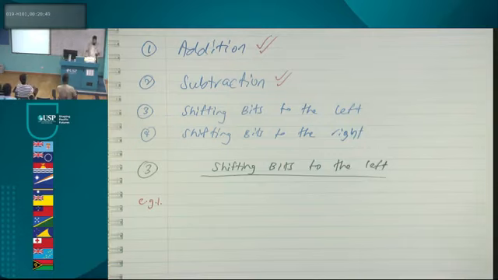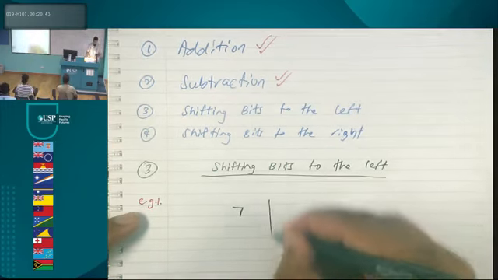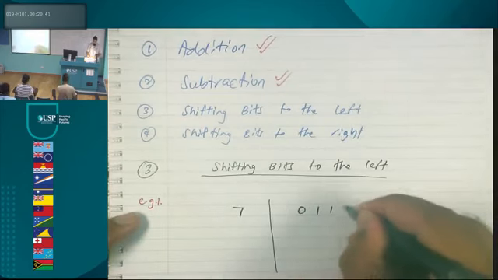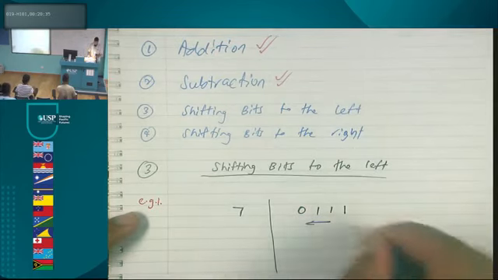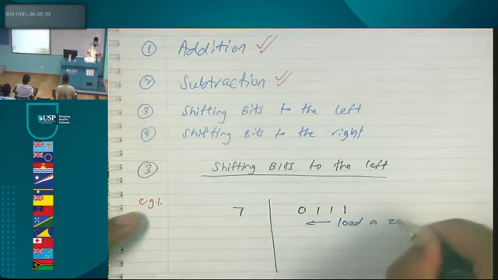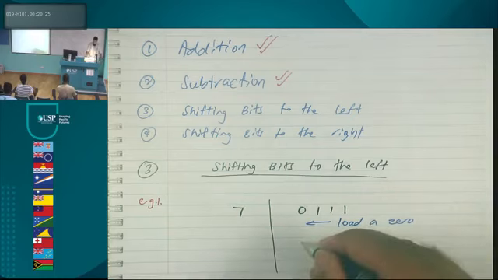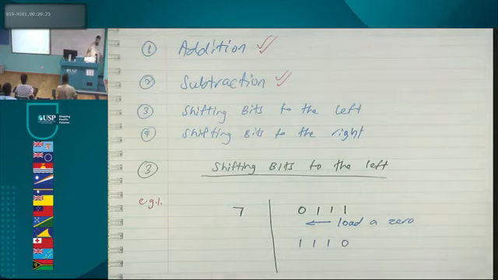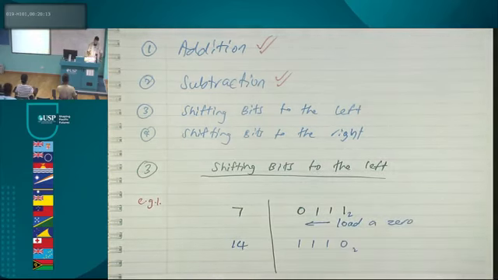Let's now look at the number 7. Let's consider the number 7. Let's put it in 4 bits, 0 1 1 1. Now, if I load a 0 from the left-hand side, that becomes 1 1 1 0. Now, can you convert 1 1 1 0 for me? What number is that in natural binary? 14.